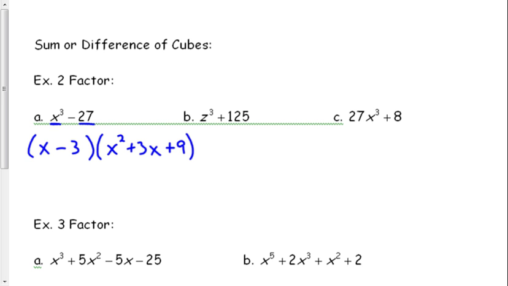All right, in a similar manner, letter B here, they're both perfect cubes. z cubed is z to the third, 125 is 5 to the third. So we start with a binomial and take the cubed root of each. Cubed root of z cubed is z. Cubed root of positive 125 is positive 5. Then again with the trinomial, square the first term that you just wrote. Multiply the two terms together from the binomial and change the sign. So take the opposite, negative 5z, and square the last term that we just wrote, so 25.